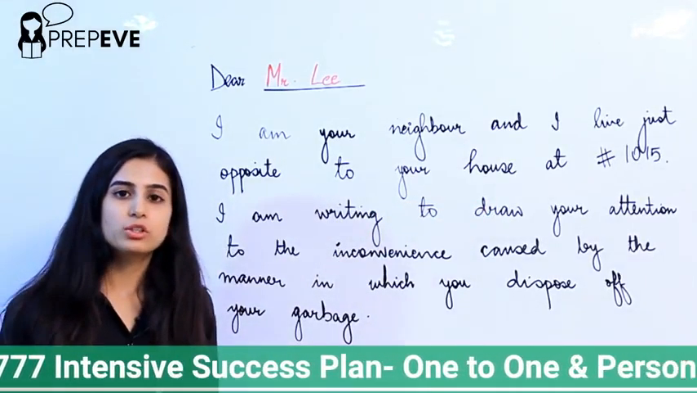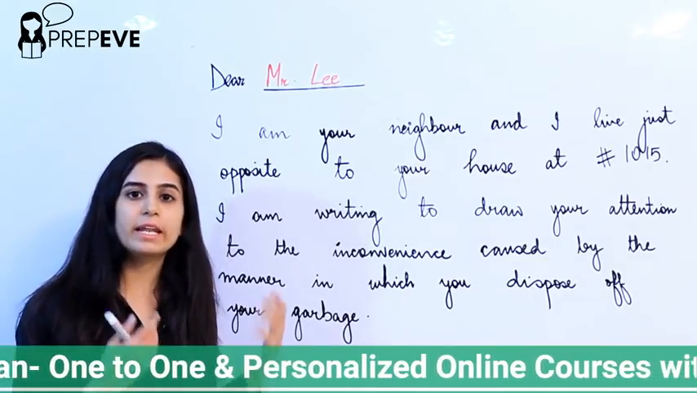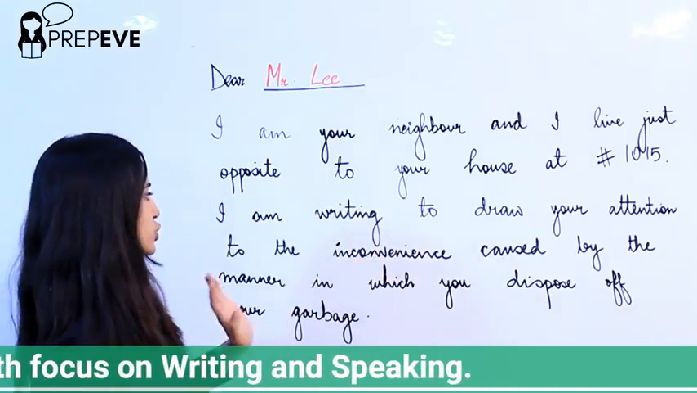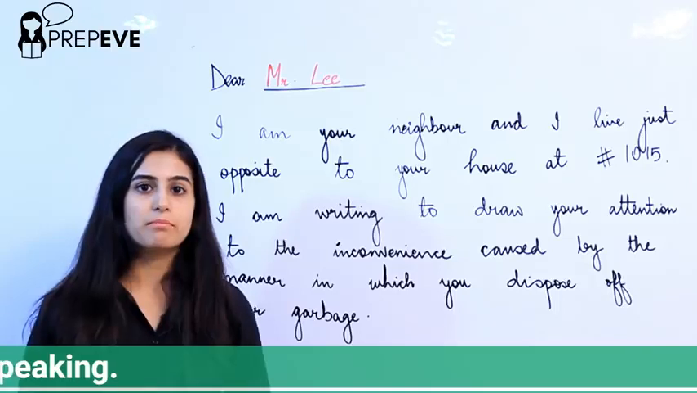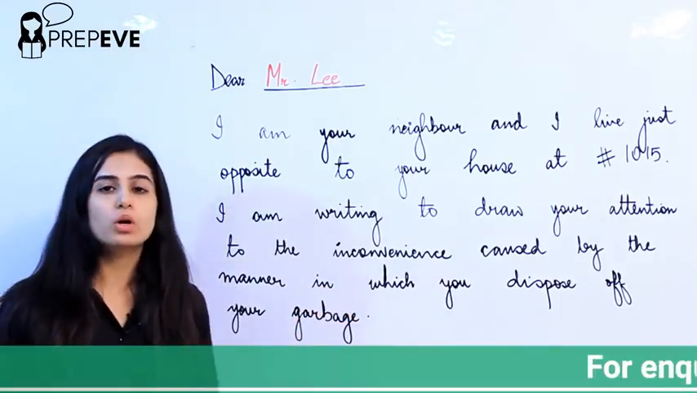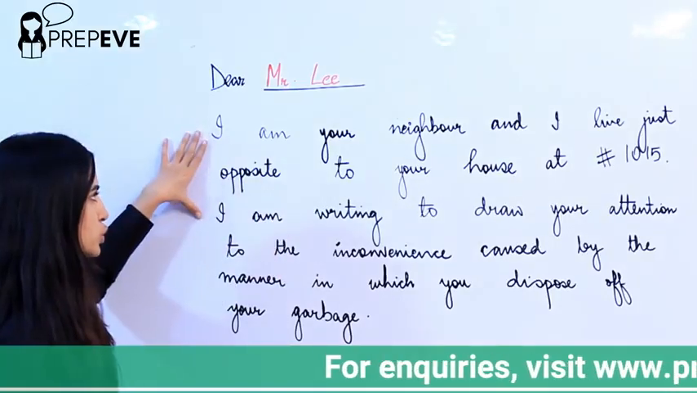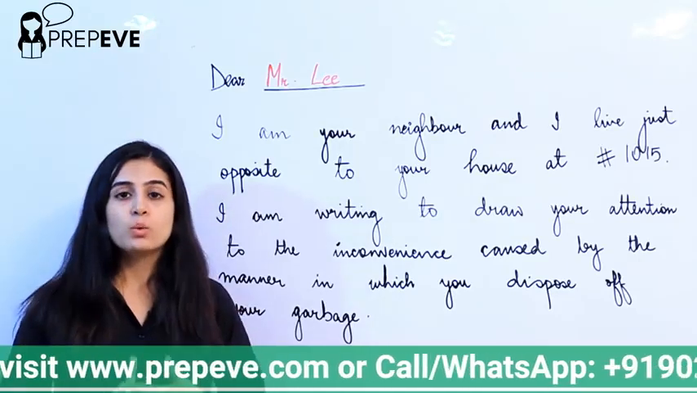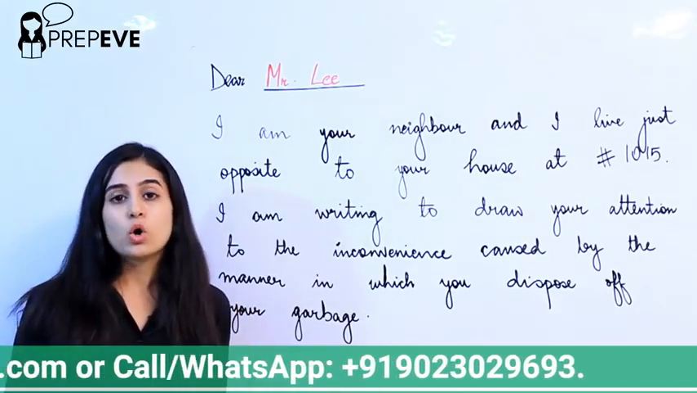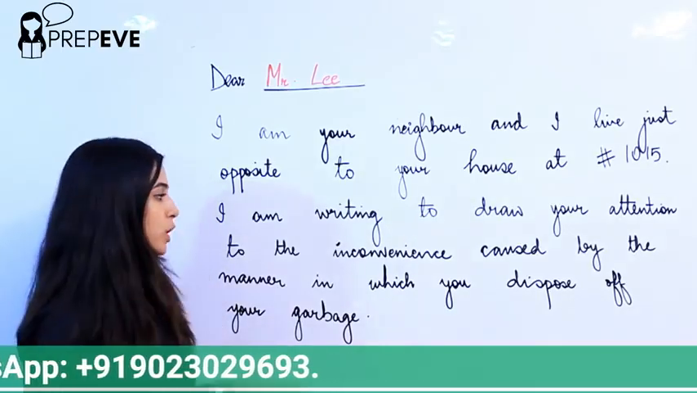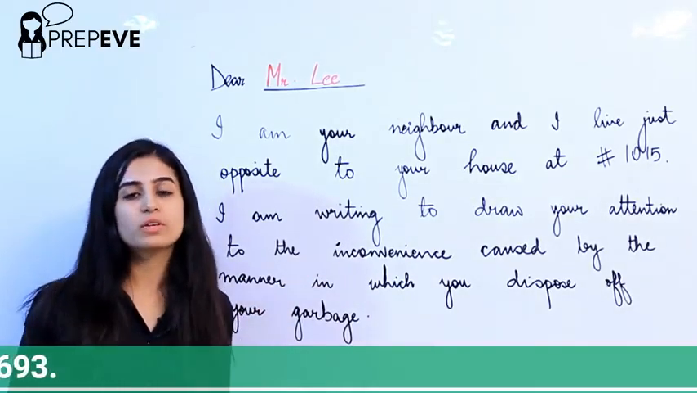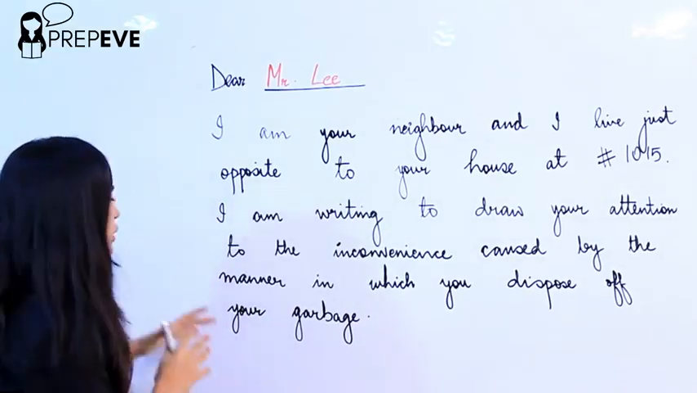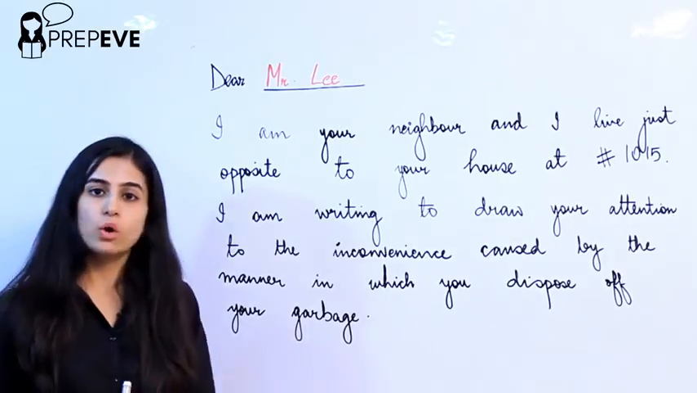Then you write the reason of writing the letter. Why are you writing the letter to Mr. Lee? He is supposed to know that. I am writing to draw your attention to the inconvenience caused by the manner in which you dispose of your garbage. So now that you have introduced yourself, you mention the reason of writing the letter, and the reason is that you are very perturbed and it has caused a lot of inconvenience to you because Mr. Lee has been disposing of his waste or his garbage in an uncordial manner. So you need to be clear on the reason of writing the letter.